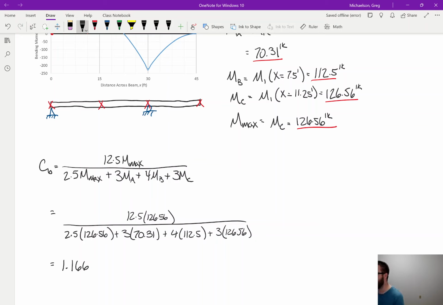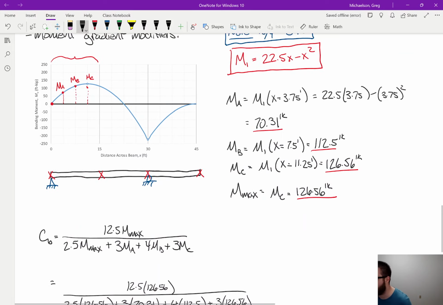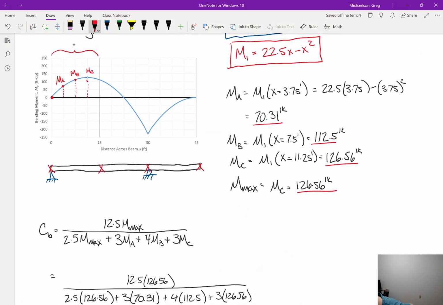1.166. Okay, so for this segment right here, if I scroll back up here, this segment has a CB of 1.166, okay? And so the next thing to do is to just keep on trucking, okay? So now we're going to get a CB for this segment. Okay, so how do we get a CB for that segment? Well, we do the same thing. We're going to compute an MA, an MB, an MC, and an Mmax.